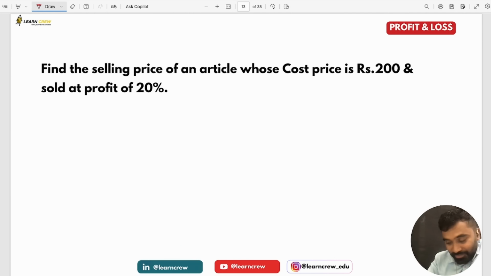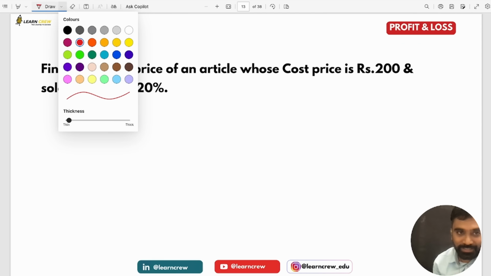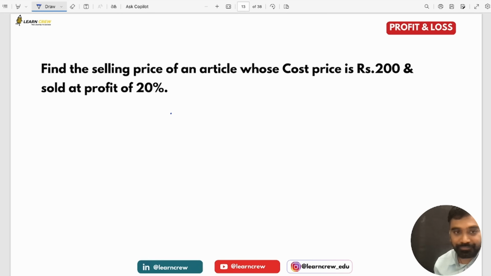Profit and loss. Okay. Before I start with the questions, let us understand what profit and loss is. And post that, we'll start solving some questions. Now, imagine that I have a 100 rupees product. The product price is 100 rupees. I am selling this product for 110 rupees. Obviously, I am making a profit. If I am selling the same product for 90 rupees, obviously, I am making a loss.